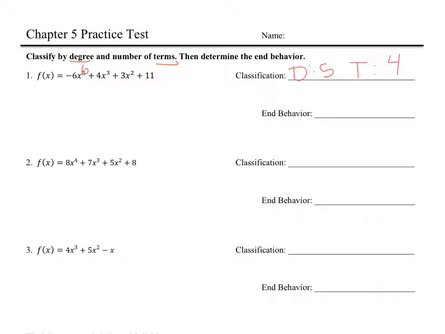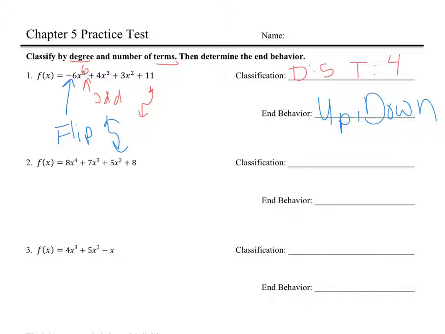And behavior, I look at my degree, and it's odd. Odd looks up, down, and then the second part you have to look at is that. And if that is negative, that means it flips it. So if this is what it looks like before the flip, after I flip it, it looks like this. So my end behavior would be up, down, turn around, boot, scoop, boogie.